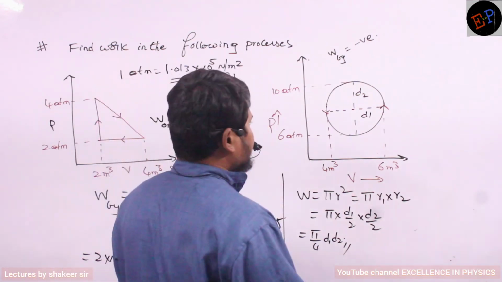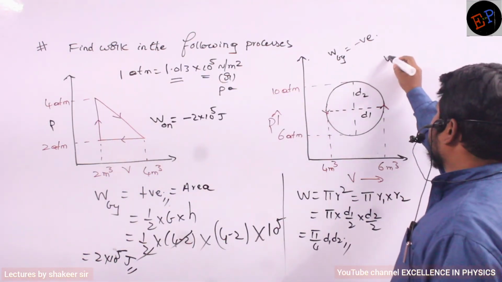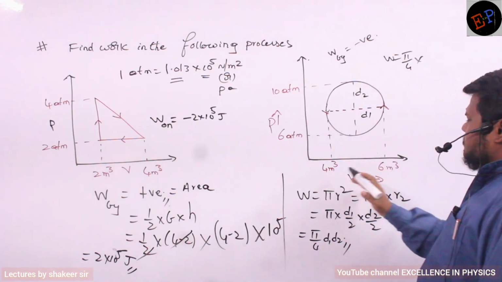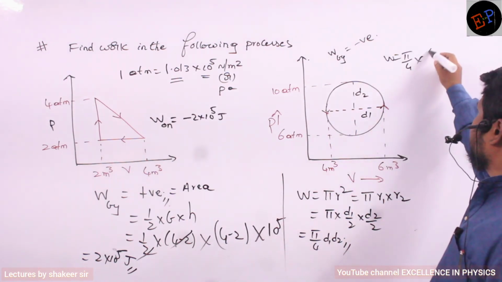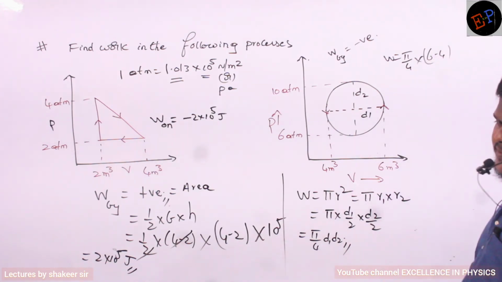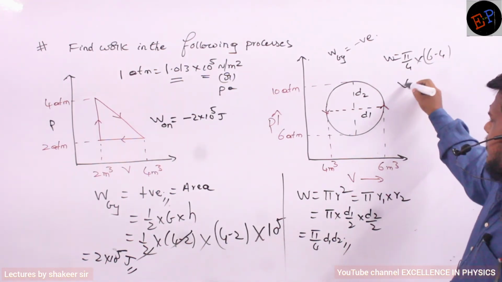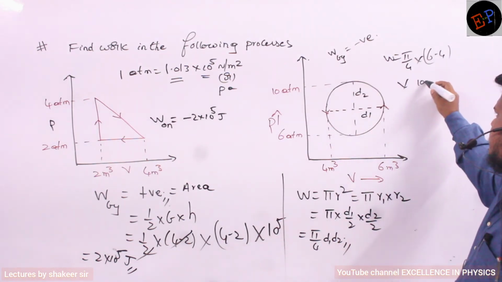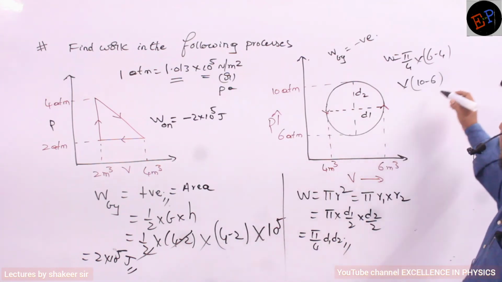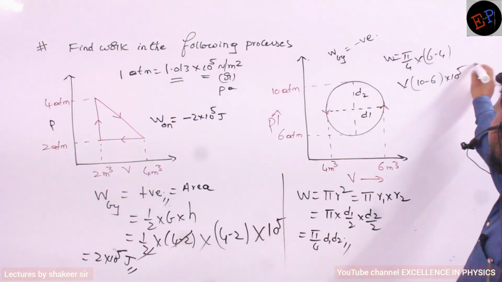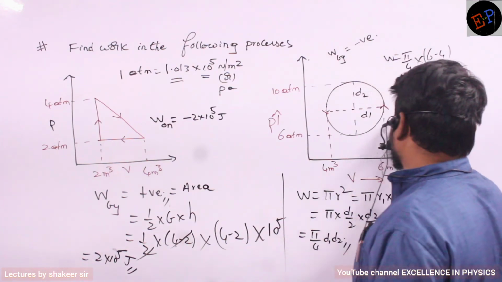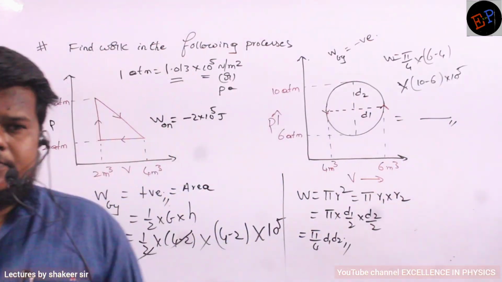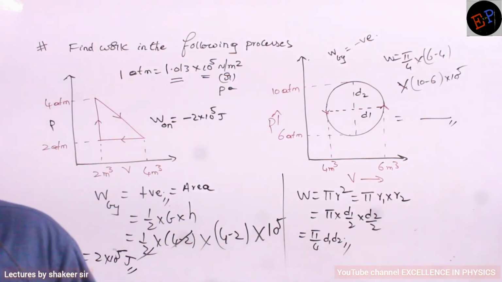Now substitute the values. So what is the equation of work done? Pi by 4 multiplied by, one diameter is nothing but 6 minus 4. It is given in meter cube only, so definitely it is SI system. Multiplied by the second diameter, 10 minus 6. But pressure is given in atmosphere, and 1 atmosphere is 10 power 5 Pascal. So just do this calculation, and that is the amount of work done by the gas or on the gas. Clear? That's it.